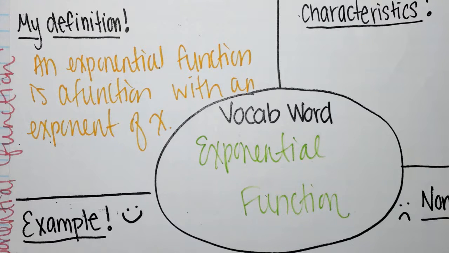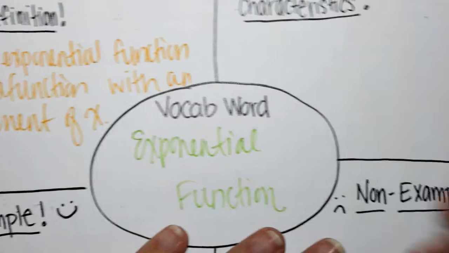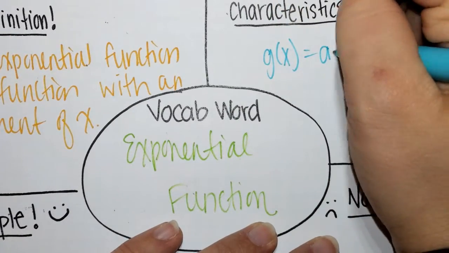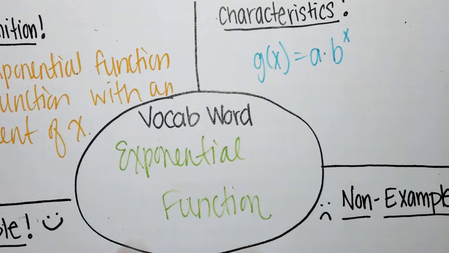Ready? 5, 4, 3, 2. I say what we write. Let's go. Alright, so the characteristics. We have 3 characteristics that we talk about mainly. So if I give you a function, this is the generic form. G of x equals a times b to the x.